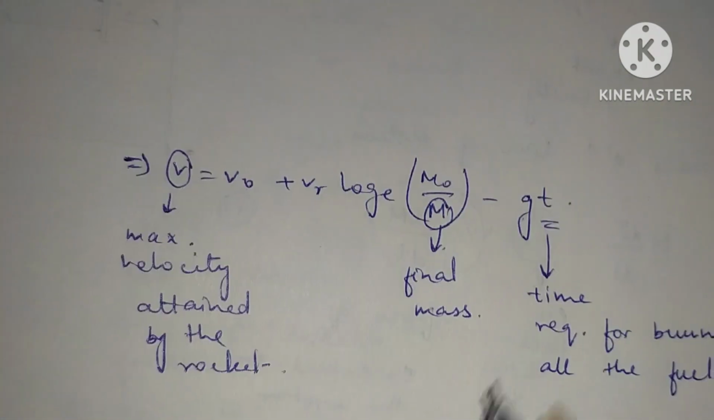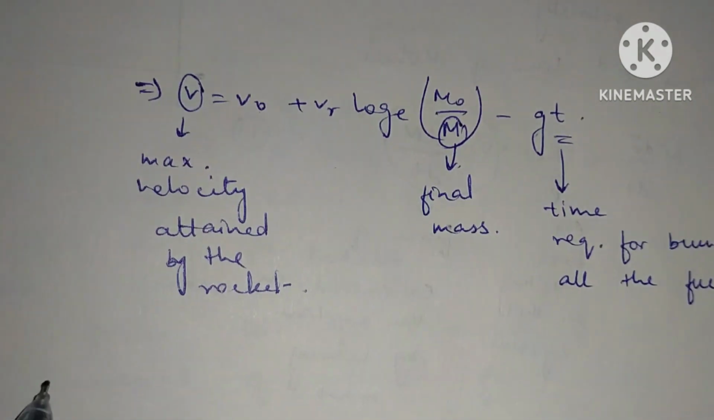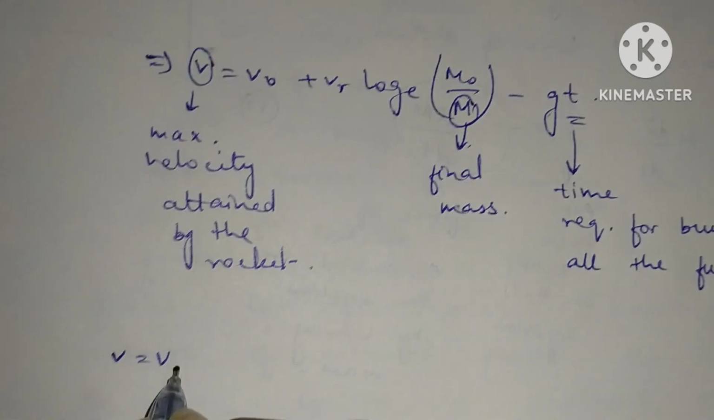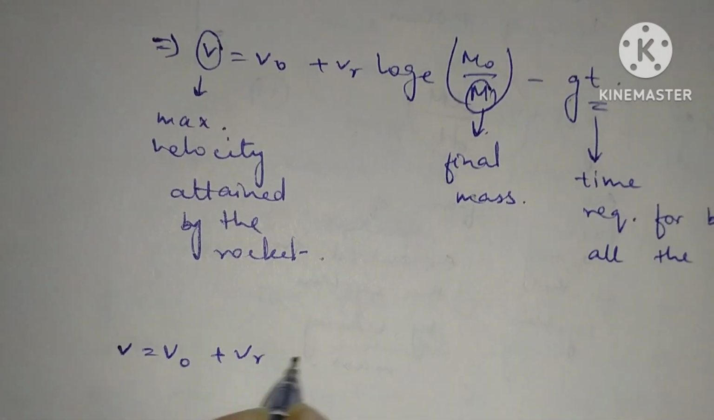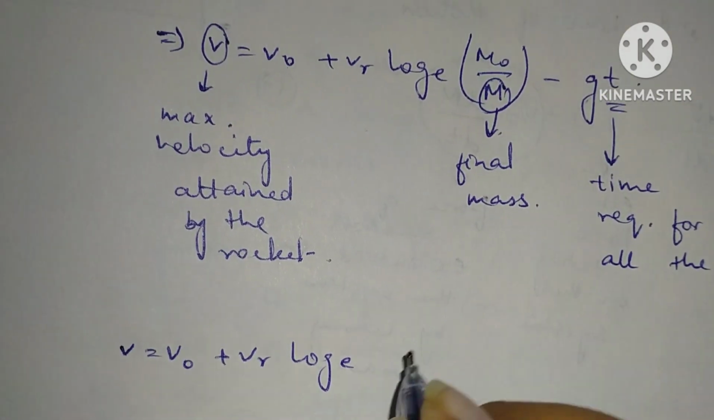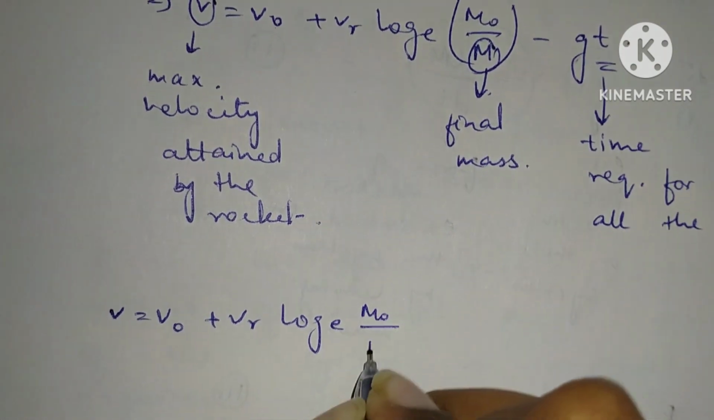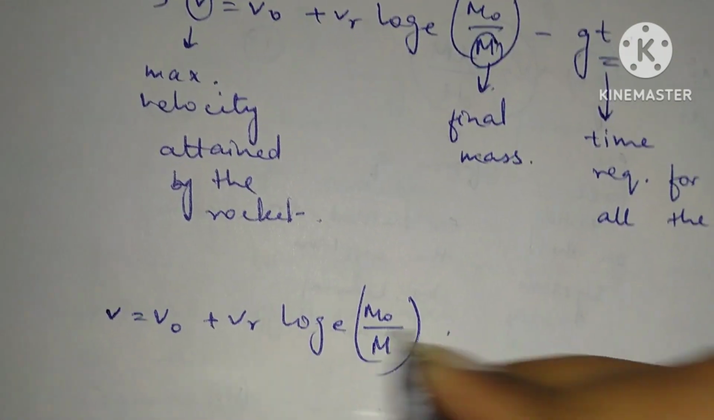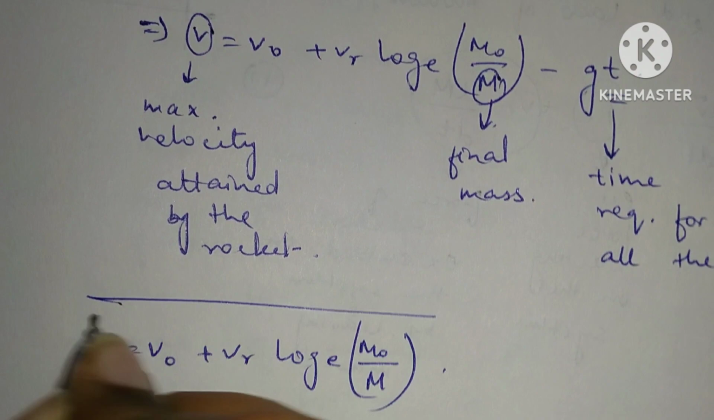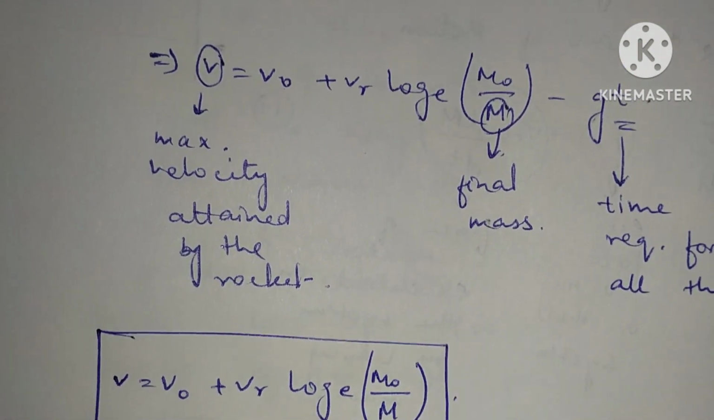So on neglecting g, we will get v equals v naught plus Vr log e m naught by m, and this is the final equation.